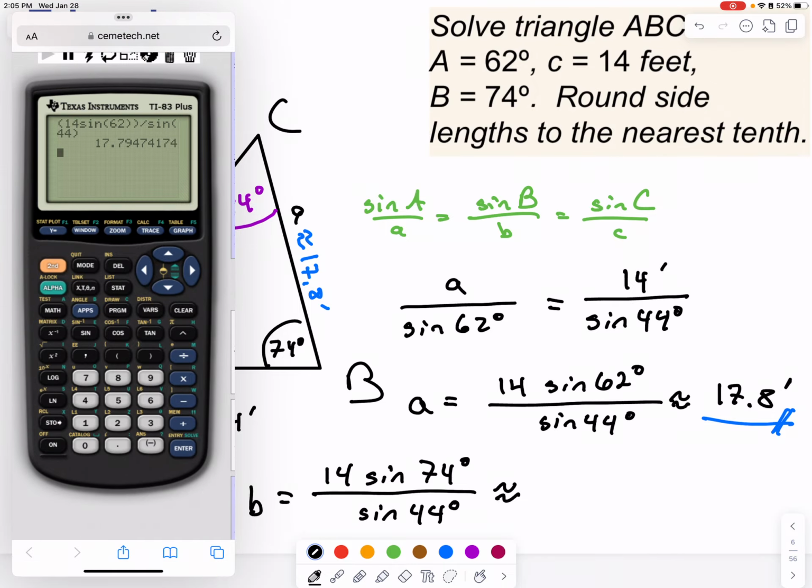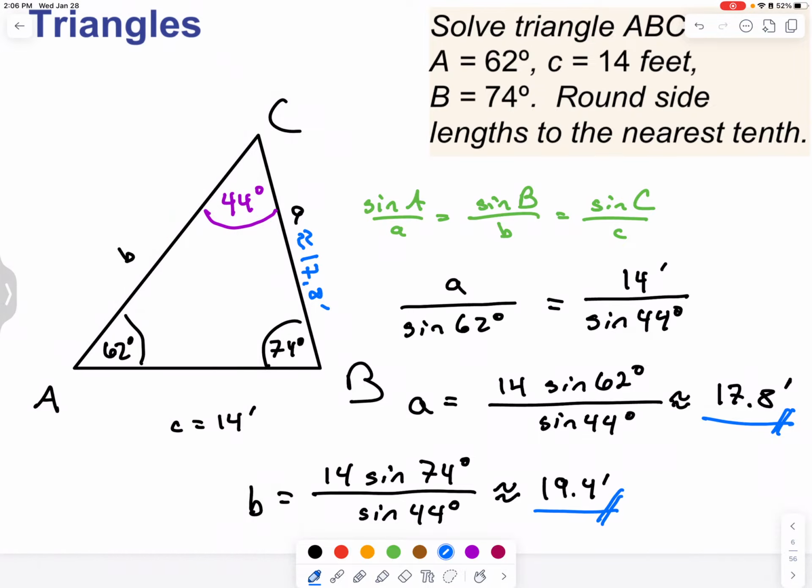So here, I think everything is the same, except instead of 62, that's a 74. So 19.4 feet. Okay, so we got 44 degrees, 17.8 feet, and 19.4 feet.